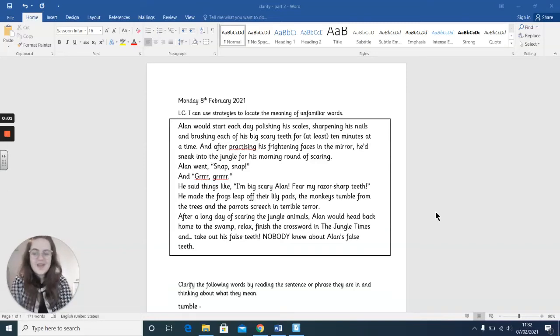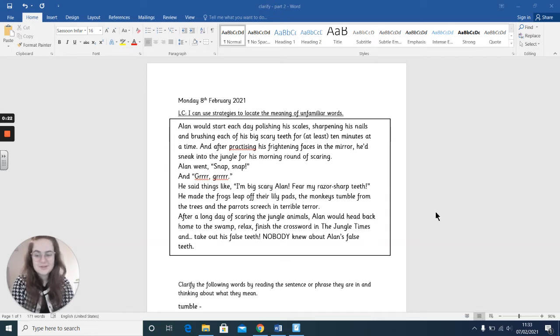Hi everyone. In today's reading lesson, we are going to have a go at clarifying vocabulary again, like we did last week. So today's lesson is going to be really similar to the last reading lesson we did, where we read the text, we find the words, and then we have a go at thinking about what they mean. So the first thing we're going to do is read the text again.